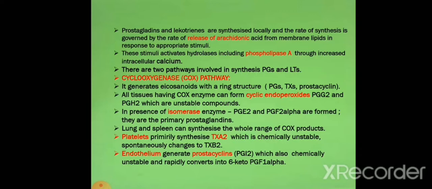Lung and spleen can synthesize the whole range of COX products. Platelets primarily synthesize thromboxane A2, which is chemically unstable, so it spontaneously changes into the form of thromboxane B2. The endothelium generates prostacyclins, or PGI2, which is also a chemically unstable compound, so it rapidly converts into the 6-keto PGF1 alpha form.